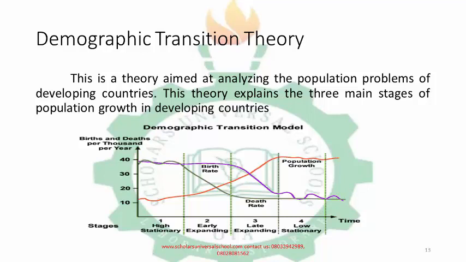So basically, the demographic transition theory just explains that there are stages in the population growth of developing countries. Each developing country undergoes 3 main stages. The first stage, where it's just starting up, it will have a high level of death rate and birth rate. The middle or second stage, where it will have high birth rate and low death rate, while the third stage, where it will have low death rate and low birth rate.